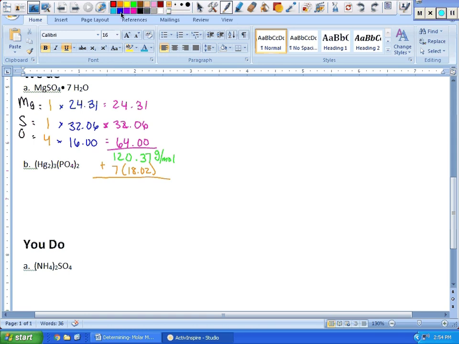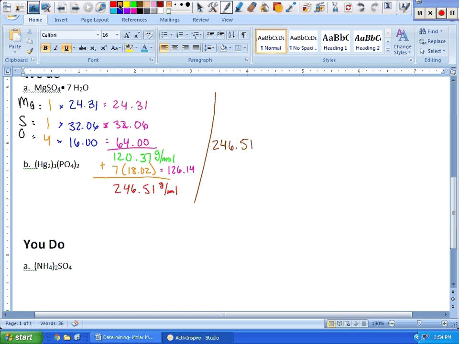126 point what? 14? I hear a bunch of different numbers. All right, and so what's my total mass now? Give it to me. 0.51 grams per mole. All right, now, again, I need to divide by my whole, which is 246.51, and that's going to give me my final percentages.